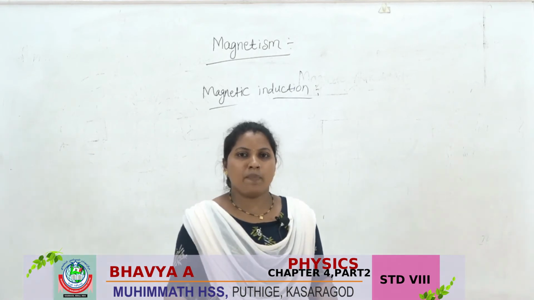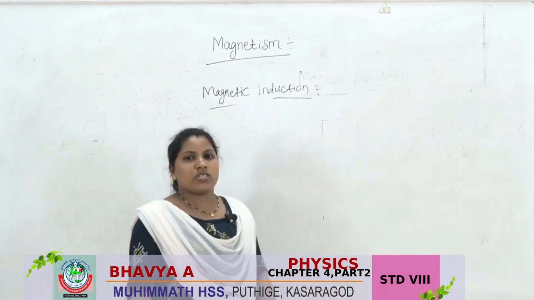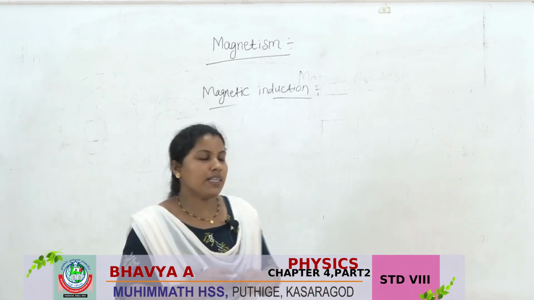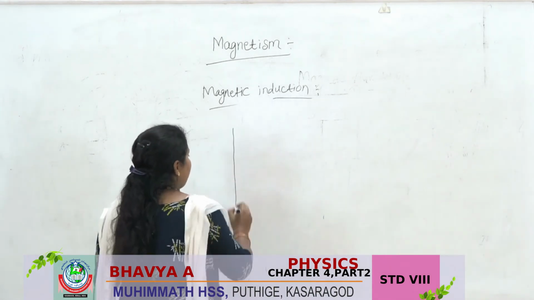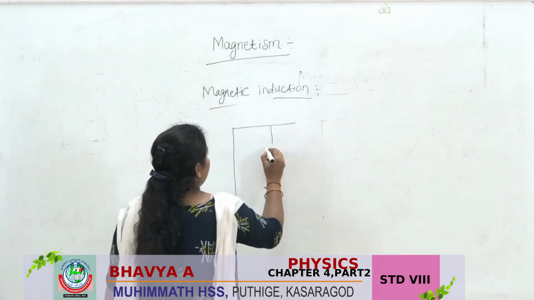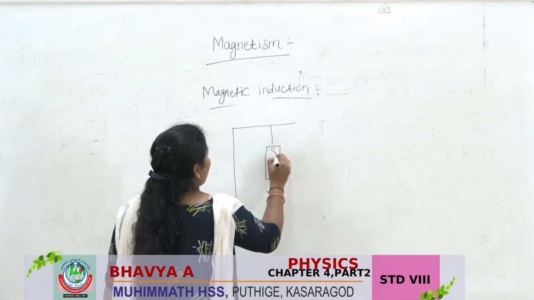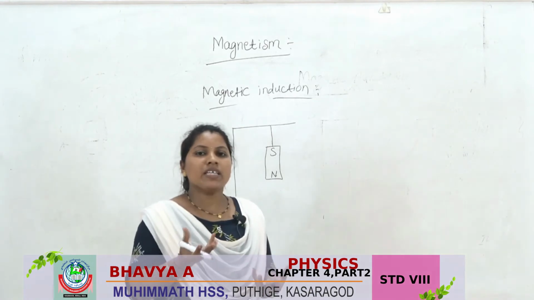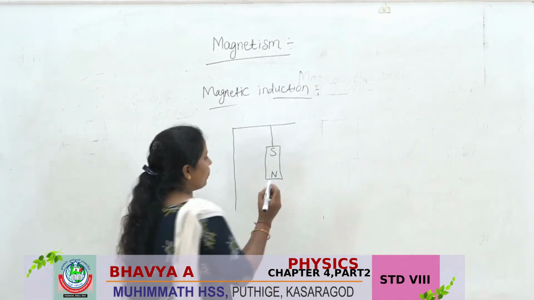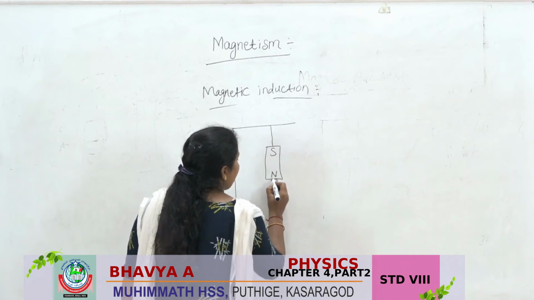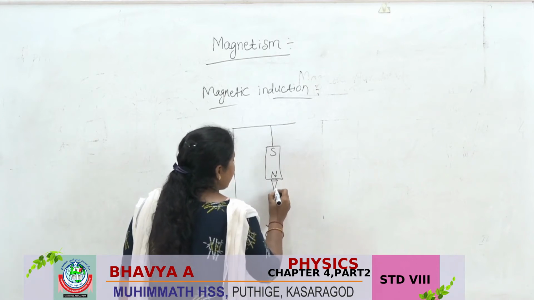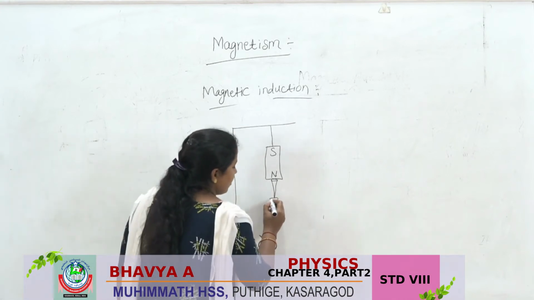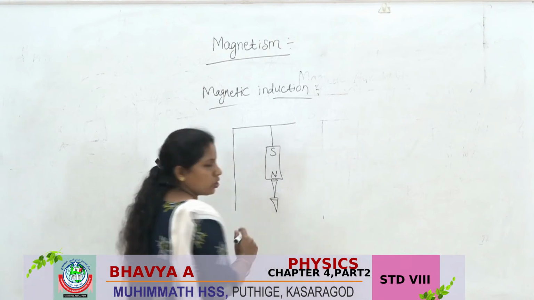Next we are discussing magnetic induction. What is magnetic induction? There is one experiment. Take a bar magnet, which has two poles, south pole and north pole. Take some iron nails. Bring one nail near the bar magnet so that attraction takes place. Then bring another nail near this one, and this is also attracted.